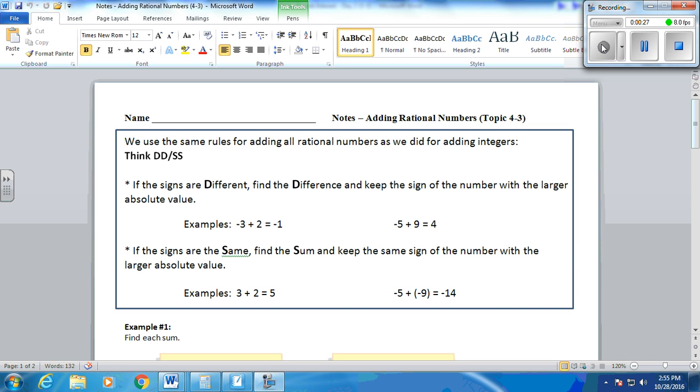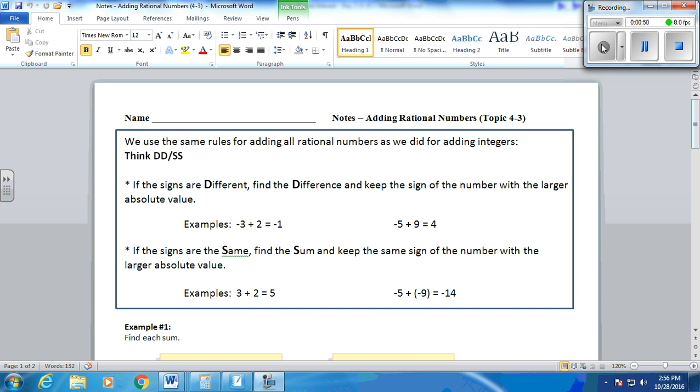It says we use the same rules for adding all rational numbers as we did for adding integers. Because integers are rational numbers, you're going to follow the same rules. So it says think DDSS. I also have another way I can talk about this too. If you think DD, if the signs are different, you find the difference and keep the sign of the number with the larger absolute value.